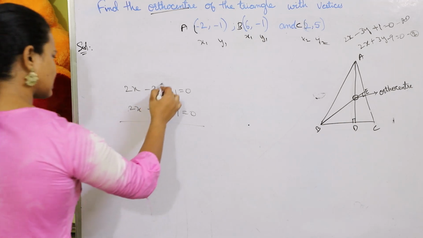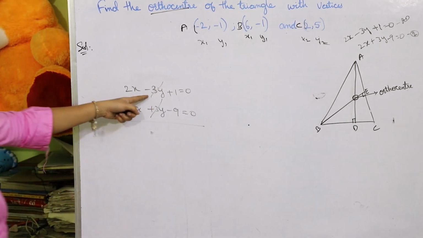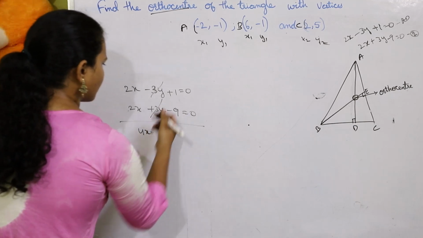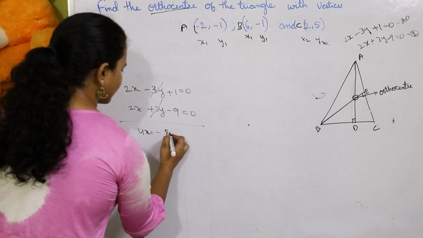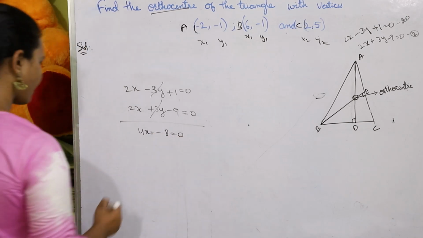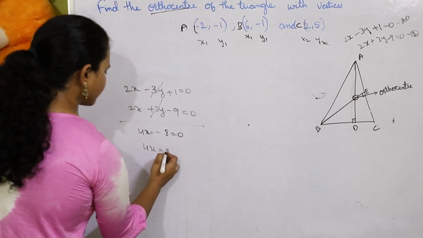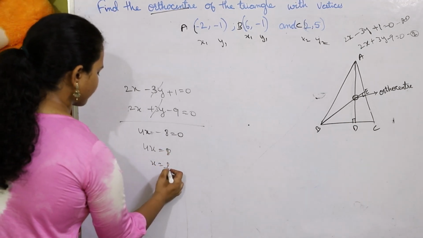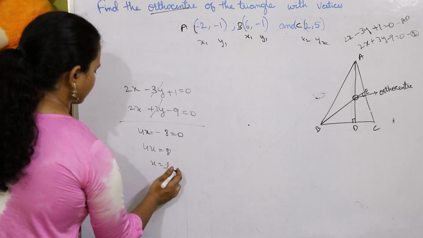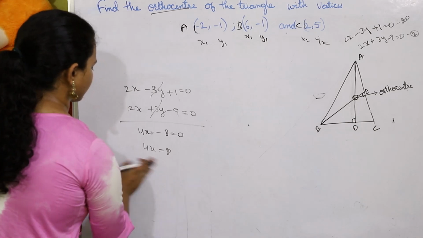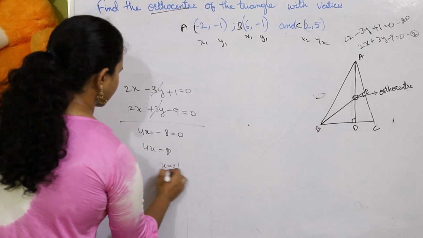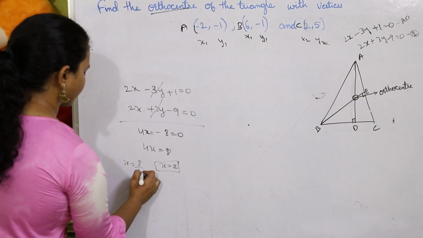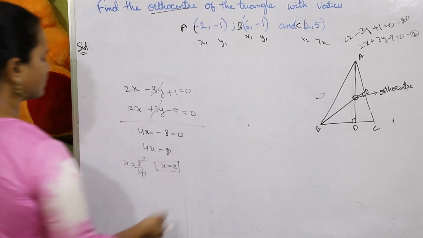Minus 3y plus 3y gets cancelled. Here you will get 4x. This becomes minus 8 is equal to 0. So 4x is equal to 8. X is equal to 8 by 4. 4 ones are 4, 4 twos are 8. X is equal to 2. We got x equal to 2.